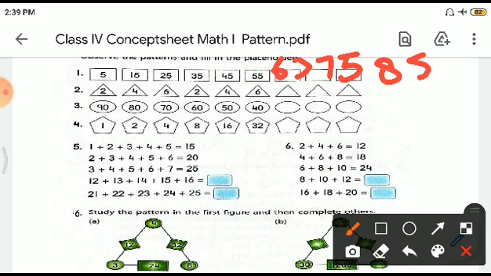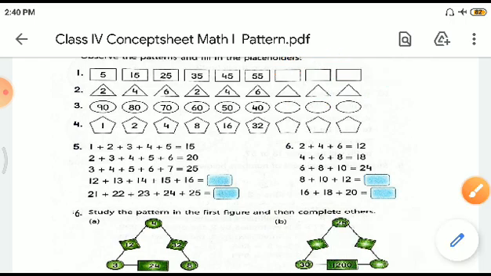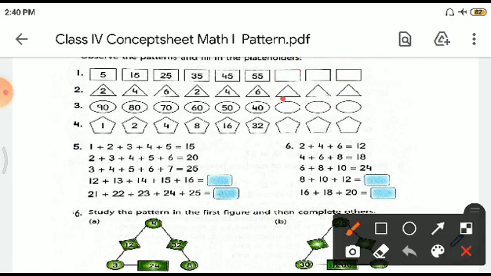After that, 246, 246 numbers are repeating. 246 recurring digits. 90, 80, 70, 60, 50, 40. Then what to write? 30, 20, 10. Then 1, 2, 4, 8, 16.